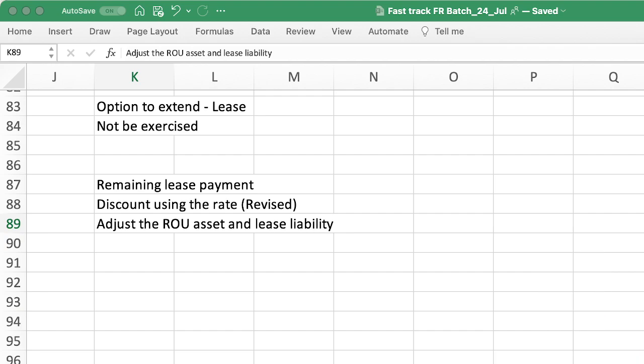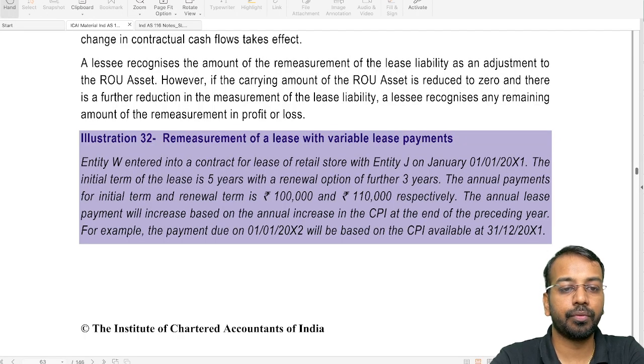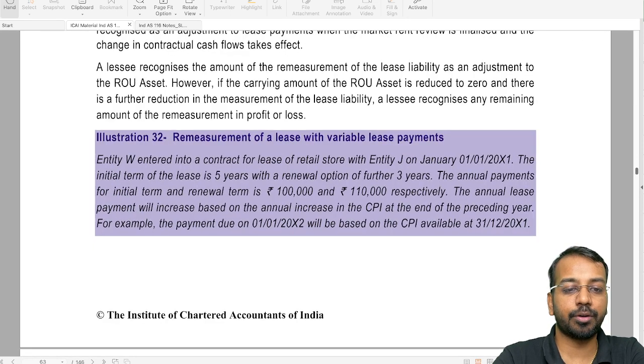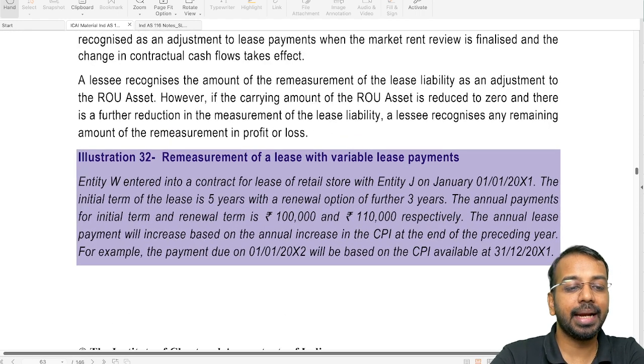So now we'll take this particular question, which is quite comprehensive, and we'll understand how it is done. Remeasurement of a lease, and also there is a variable payment. So both things are there. Entity W, or first let me complete this also.